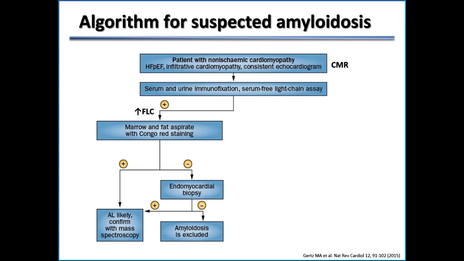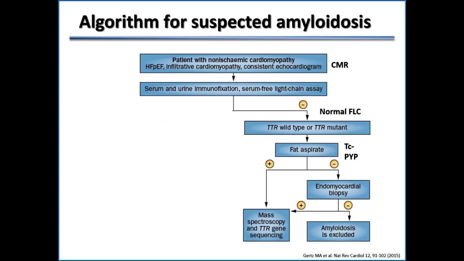And if you're suspicious, then you want to check SPEP, UPEP, and serum-free light chains. If the light chains are elevated, then you should always start going with that. If it's negative, then we recommend doing a cardiac biopsy to make the diagnosis. If the light chains are negative, it's very unlikely that this is light chain. This is one of the worries.